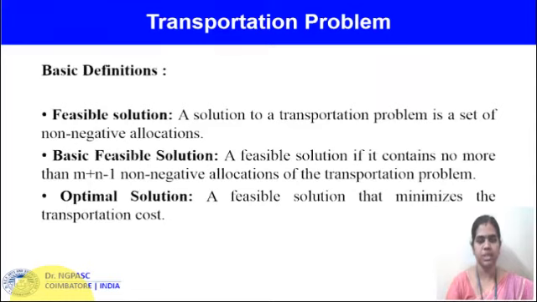The basic definitions which we are going to see under this transportation problem are: feasible solution, which means the set of non-negative allocations coming under the solution set. Basic feasible solution, which satisfies the rim condition m plus n minus 1 with non-negative allocations. Optimal solution, which minimizes the transportation cost.